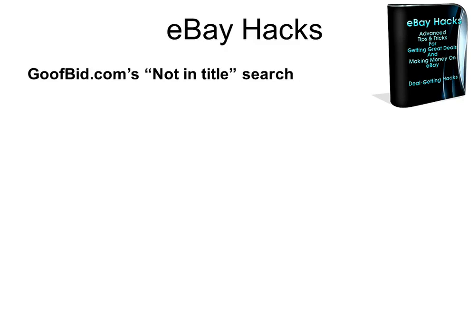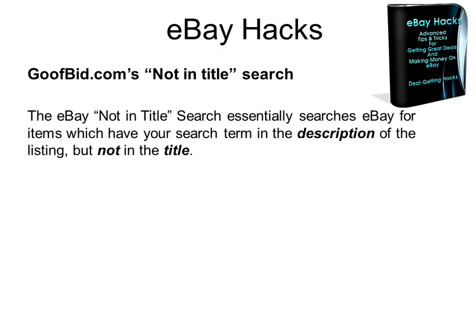Now, a great way to find mislisted items on eBay is to use a not in title search. And a good one is at goofbid.com. The eBay not in title search essentially searches eBay for items which have your search term in the description of the listing, but not in the title. This would be a case where an amateur seller failed to put the most important keyword in the title. The keyword that's going to drive all the traffic to them is not there.